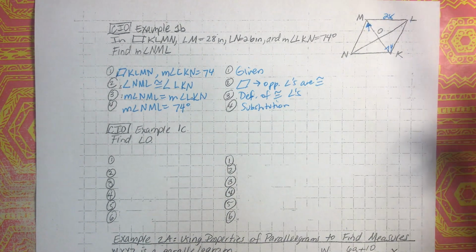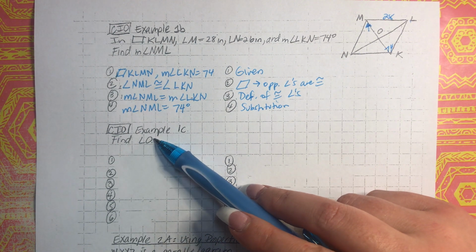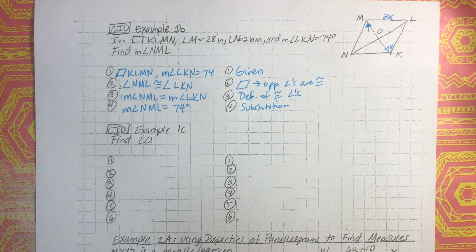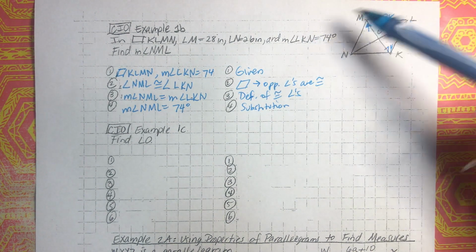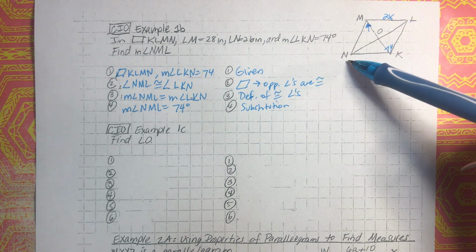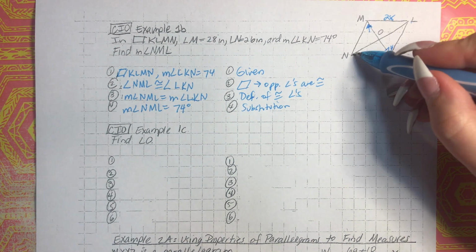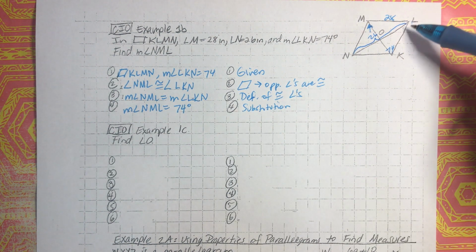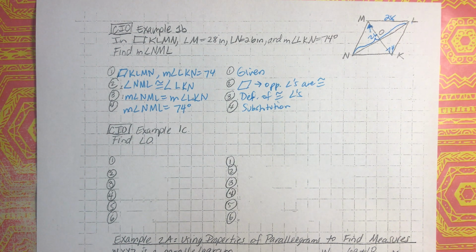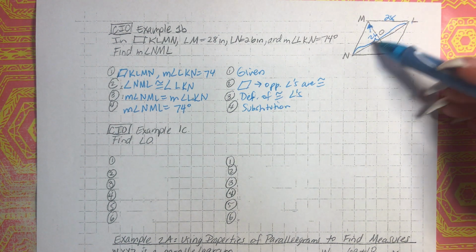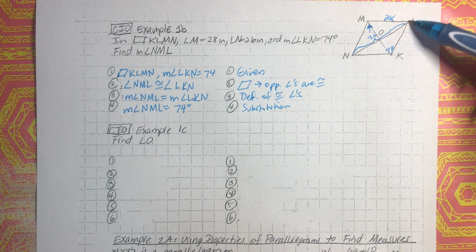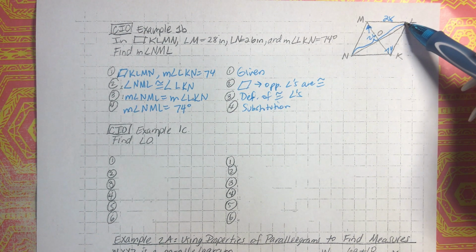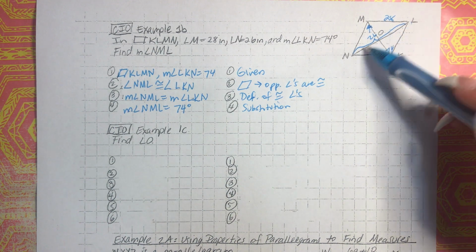Okay, let's go ahead and try 1C. 1C says find LO. Ooh, LO. What do we have here? Okay, so we have the parallelogram, right? So that unlocks the door to the treasure box. We have LM is 28. We have LN is 26. So here we're given the whole thing, the whole diagonal is 26, and we just need this part right here, LO. We know that LO is equal to 1/2 of this, right?